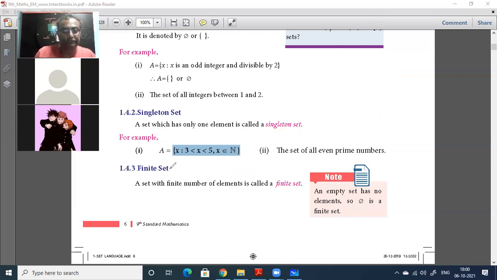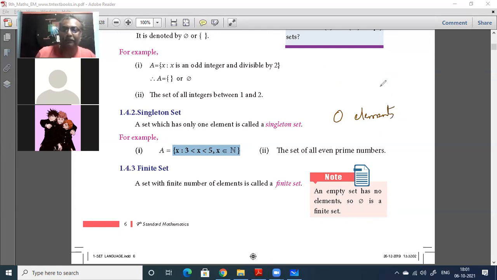Continue to read, Sandhya. A set with a finite number of elements is called a finite set. So is the empty set a finite set? No, uncle. Why? Because 0 is not a finite number. It has 0 elements.